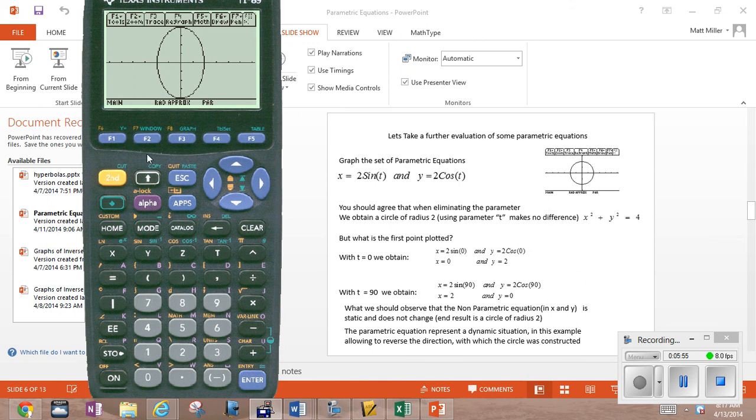All right, let's come back to our 2 cosine, 2 sine, and let's play with the window now. I mean the t-step.